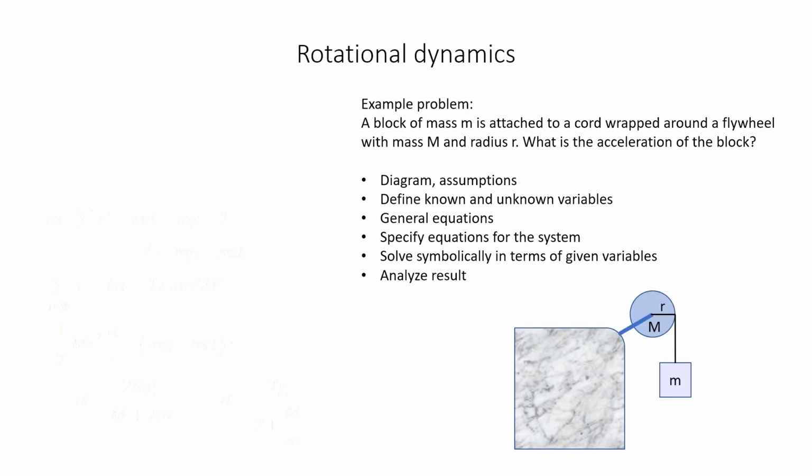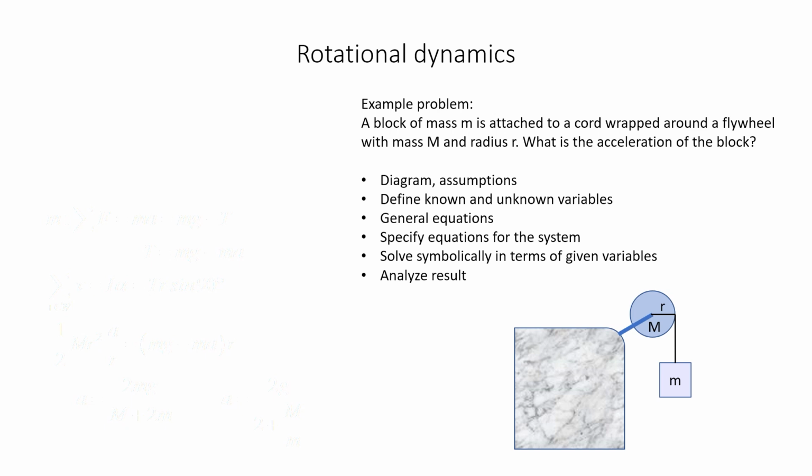Now let's do a problem. A block of mass m is attached to a cord wrapped around a flywheel with mass capital M and radius r. What is the acceleration of the block? We'll start by drawing a diagram. We'll think about assumptions. We'll define known and unknown variables. Start with general equations and specify them for our system. We'll solve them symbolically in terms of given variables and analyze our result.